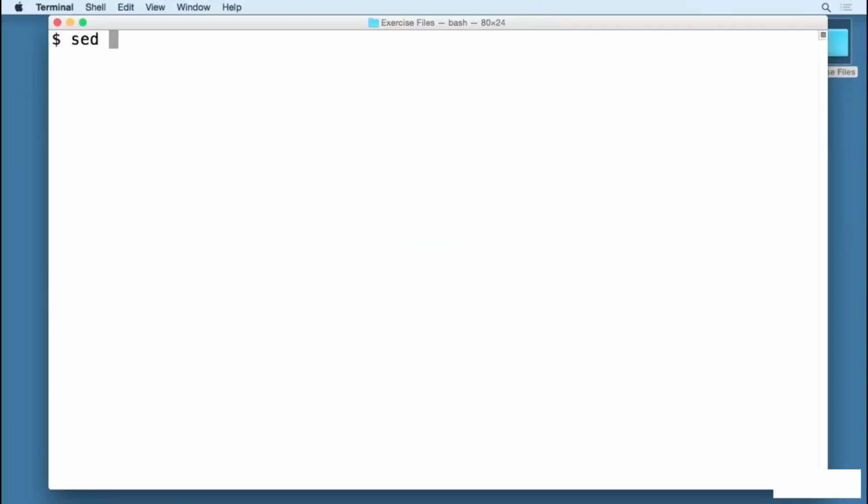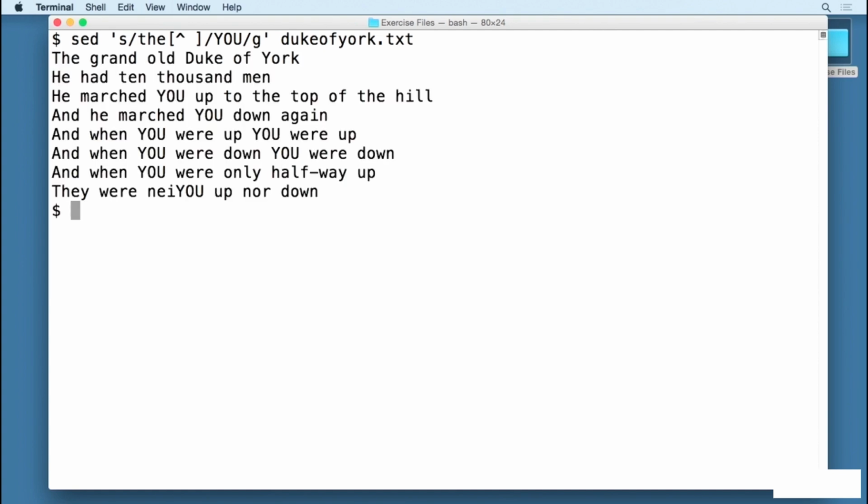So, for example, if we replace THE, bracket caret space bracket, with uppercase YOU globally in our Duke of York file, this looks for lowercase THE followed by any character that is not a space and replaces it with uppercase YOU. Note that this command replaces they, them, and the last four characters of neither, but it does not touch the two thes in the line "He marched them up to the top of the hill." Those two thes are not touched because in each of those cases, THE is followed by a space.